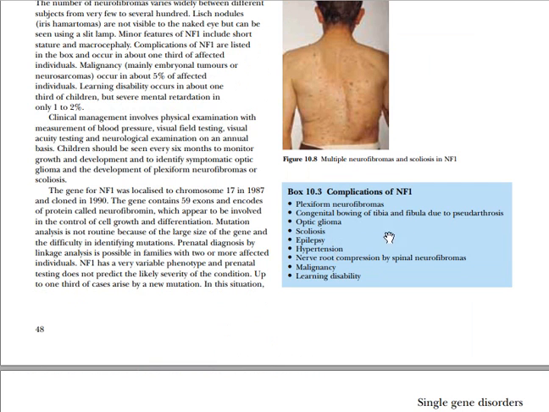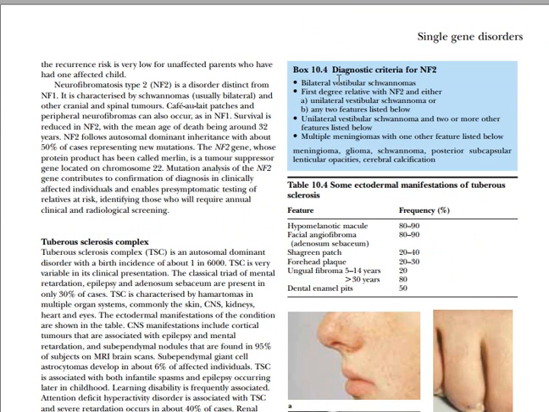So what are the complications of neurofibromatosis? One, you have plexiform neurofibromas, you have congenital bowing of the tibia and the fibula due to the pseudoarthrosis, you have optic glioma, scoliosis, epilepsy, hypertension and all that. So these are multiple neurofibromas. You can see rashes here on the skin, and you can also see scoliosis in neurofibromatosis 1.